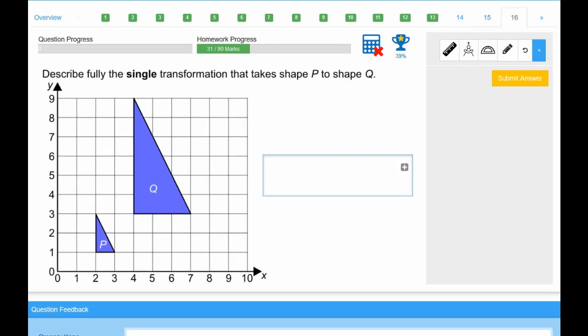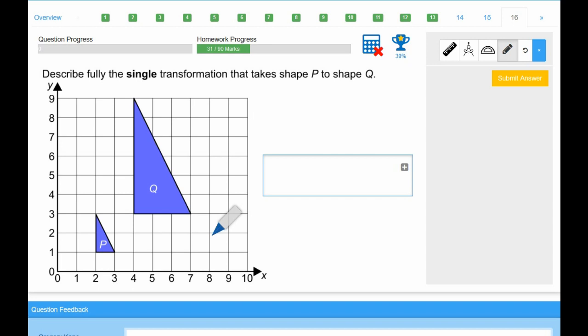So for question 16, I'm asked to describe a single transformation. Well, what's it going to be? It could be a translation, could be a reflection, could be a rotation, or an enlargement. Well, I can see that one's obviously bigger than the other, so it's going to be an enlargement. I can work out the scale factor because I can see that this has a side of 1, that's a side of 3, which suggests it's going to be a scale factor of 3. Let's double check. That's a height of 2. This is a height of 6. So 2 to 6, yep, that does seem to give me a scale factor of 3.